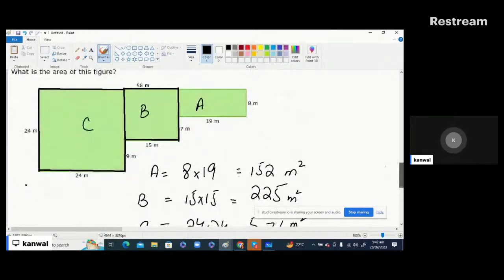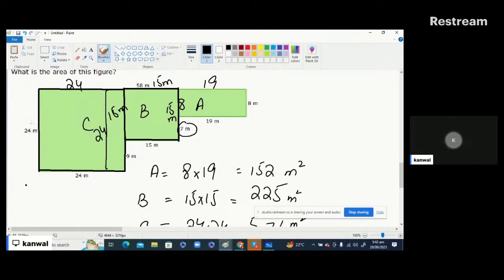You clear like how to find the area of part B? Look at here. This is 7 and that is 8. So total 7 plus 8 is 15 meter, the total length of this side. Total length of this side is 15 meter. Because 19 is this, 24 is this. And the total length of this is also 24.